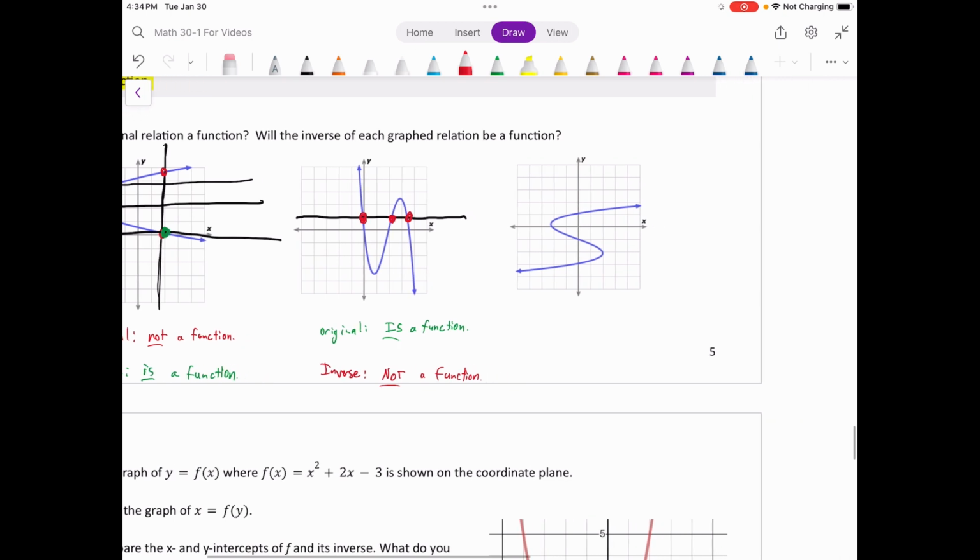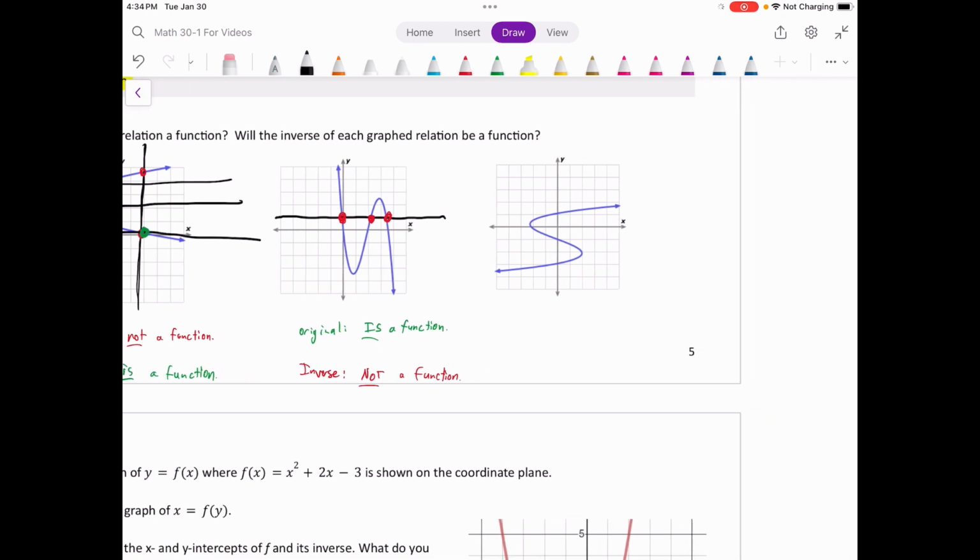All right. One more here. Is the original a function? I don't like the look of this, right? I'm sure you can picture a line. Nope, not a function. Original, not a function.